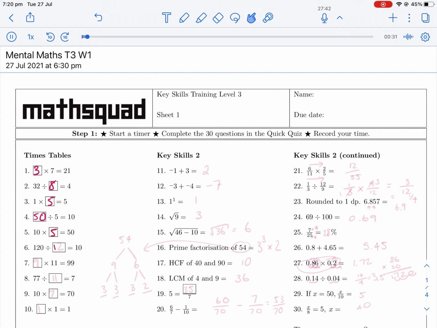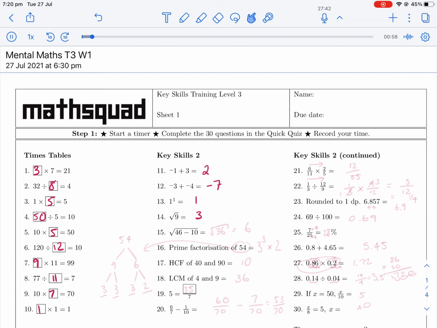120 divided by 12 is 10. 9 times 11 is 99. 77 divided by 11. 10 times 7 is 70, and 1 times 1 is 1. Next one. 3 minus 1 is 2. Minus 3 minus 4 minus 7. 1 to the power of 1 is just 1.